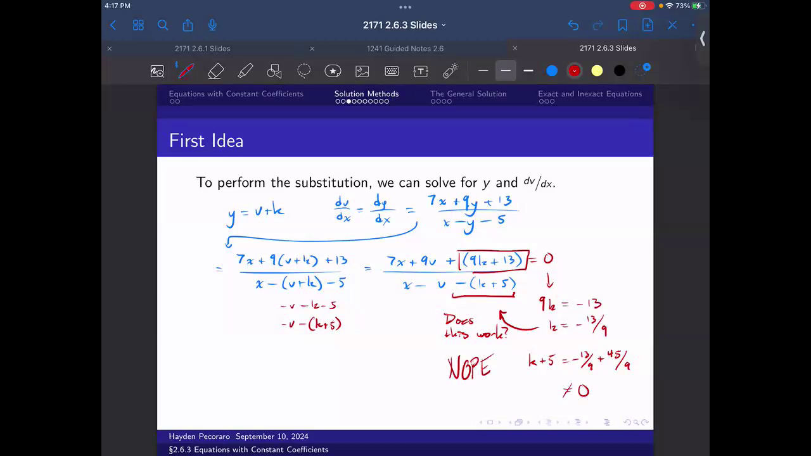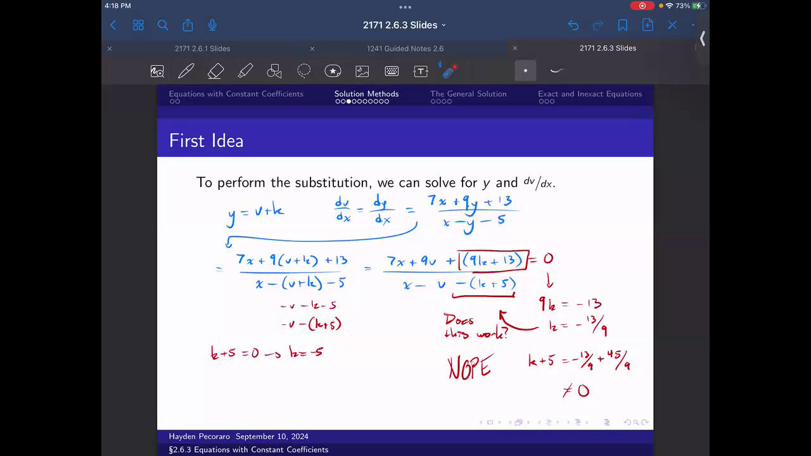I've run into a problem. Okay, well, what if I solve for the bottom equation first? Then I get k plus 5 equals 0, k equals minus 5, and hopefully you can see where this is going. Now I've got that this one will work. I'll get a 0 out for k plus 5, but I won't get a 0 for this because now I have 9 times minus 5 is negative 45, plus 13 is not 0, and I'll be left with a constant on either the top or bottom, no matter how I do this substitution. Okay, so my first idea did not work.